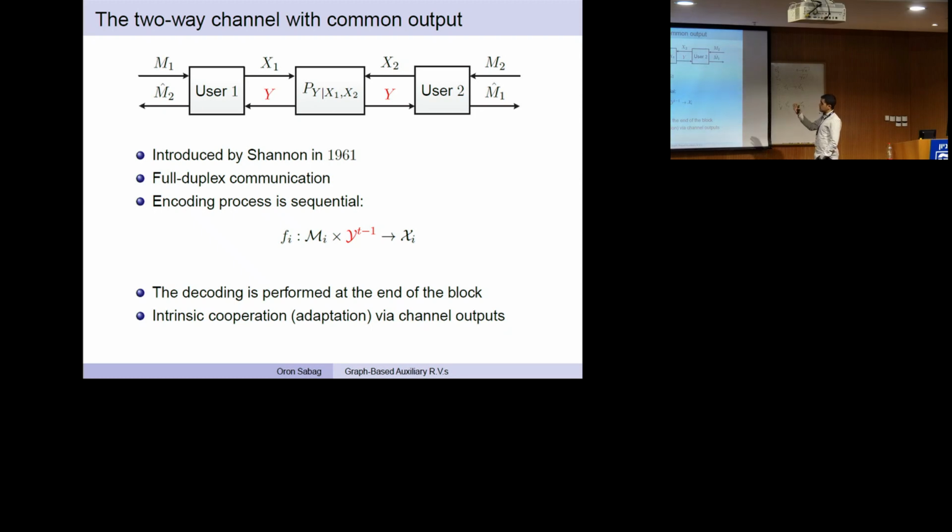Already from the definition of the setting, we can see that there is a sequential nature to the problem. At each time, the users can adapt their codeword according to the channel outputs up to this time. So maybe it will be natural that a solution for this kind of problem will also include a sequential nature in the coding, and we will see this. It is known that the single letter capacity region for this problem is an open problem since Shannon introduced it in '61.